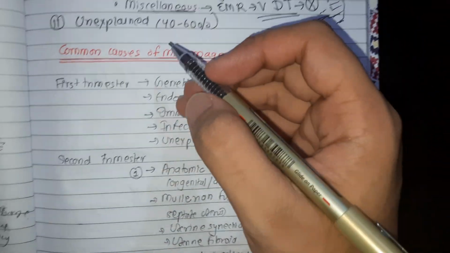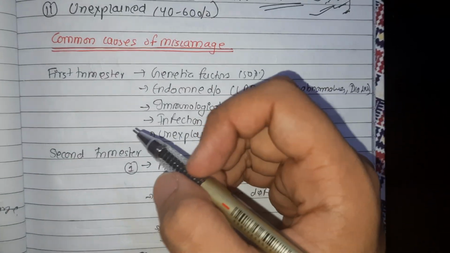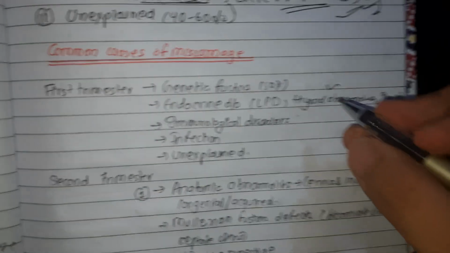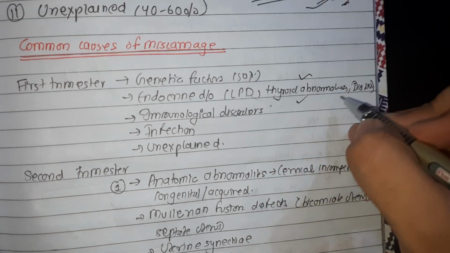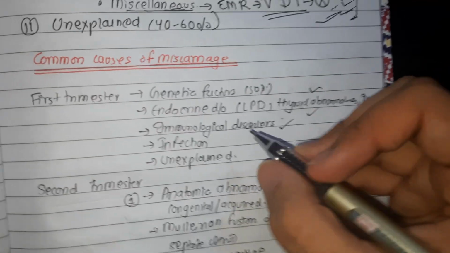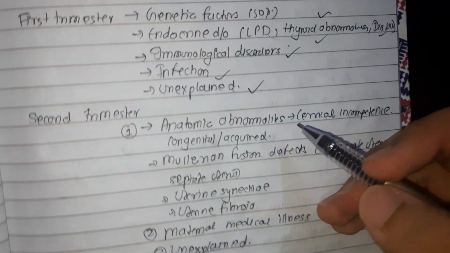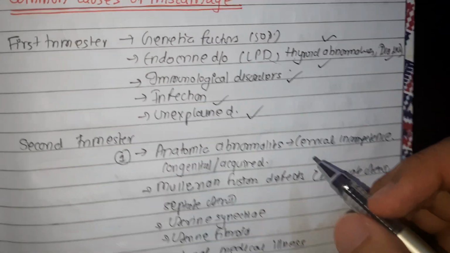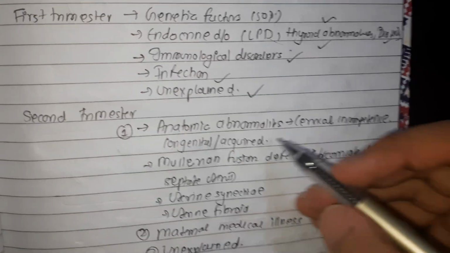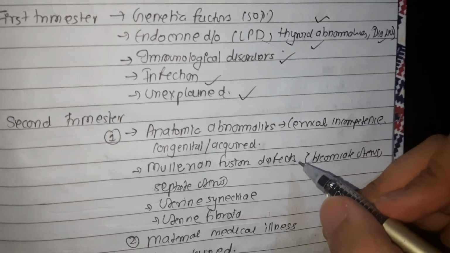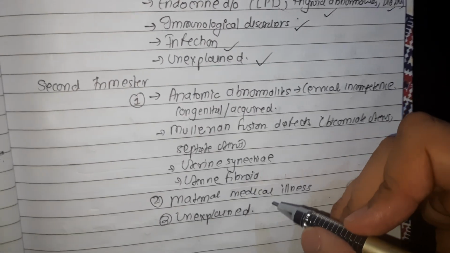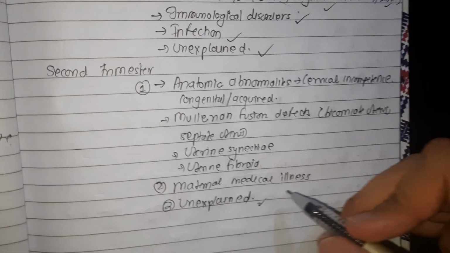So let's see the summary of the common causes of miscarriage trimester wise. In the first trimester, the main causes of miscarriage are genetic factors in 50% of the cases, endocrine disorders like LPD, thyroid abnormalities, and diabetes, immunological disorders, autoimmune and alloimmune, infection, and the unexplained causes. In the second trimester, we have the anatomical abnormalities like cervical incompetence, congenital or acquired, Mullerian fusion defects like bicornuate uterus or septate uterus, uterine synechiae, uterine fibroid, maternal medical illness, and finally the unexplained causes.